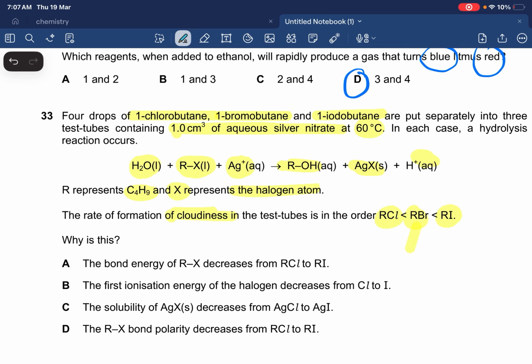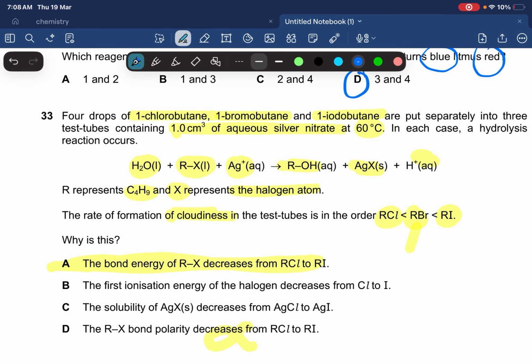Because the RX bond polarity decreases from RCl to RI. That's correct, I think. The bond is becoming less polar. But polarity is not what matters. Strength of the bond is what matters. I just realized, polarity is not going to make the bond strong. Sorry. The bond energy of RX decreases. Yeah, energy matters because you have to break the bond. When you have to break the bond, whether it's polar or non-polar doesn't matter.